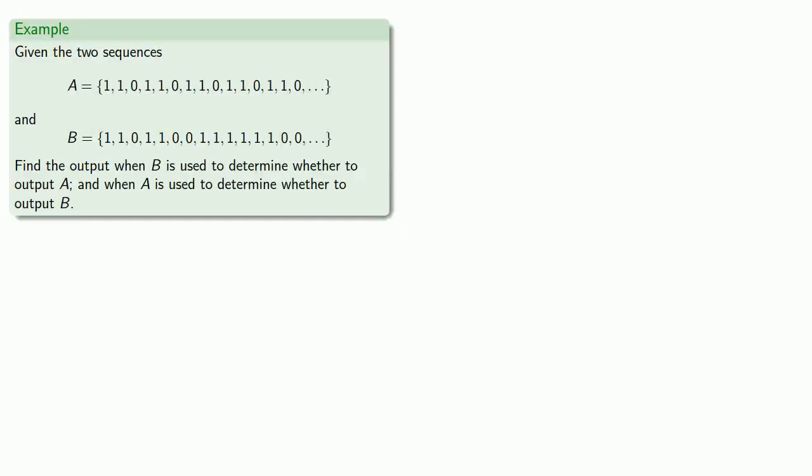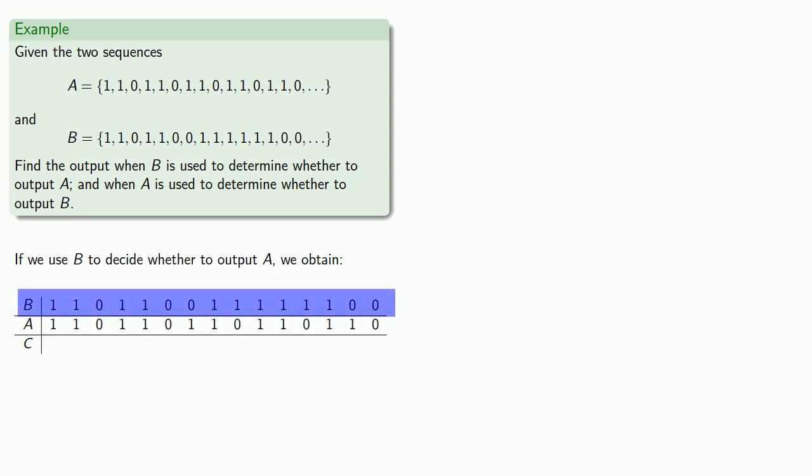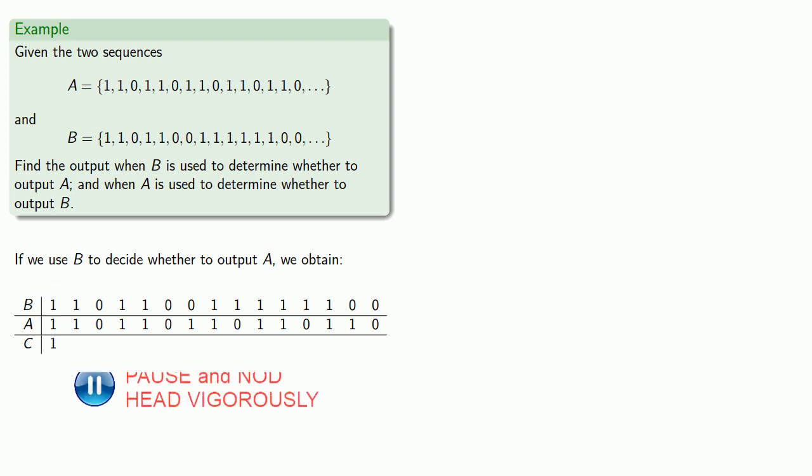So for example, maybe I have these two sequences, and let's find the output when B is used to determine whether to output A, and the sequence when A is used to determine whether to output B. So let's use B to decide whether to output A. We'll put down our two sequences. And remember, B is controlling. If B is 1, we'll output whatever A says. So here, B is 1, so our output C is the A value. Next, B is 1, so again, we output the A value. Next, B is 0, so we ignore the A value and go on to the next.